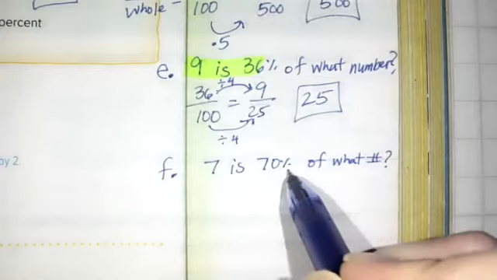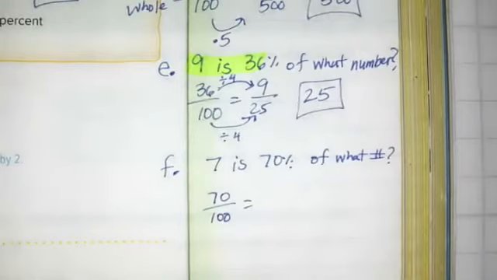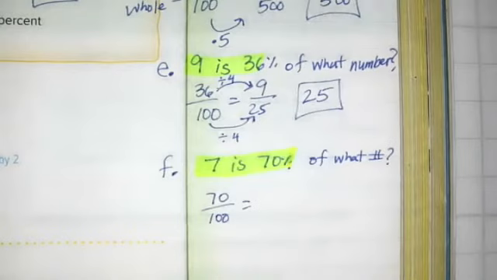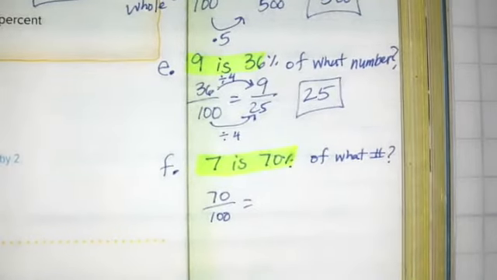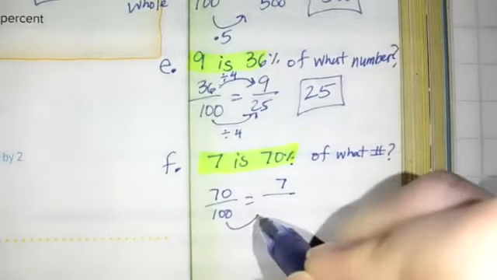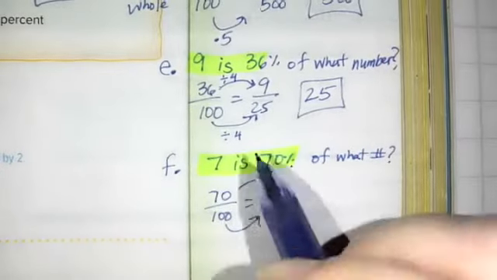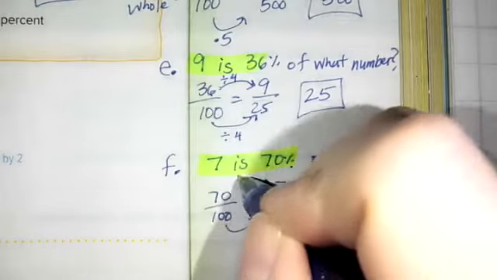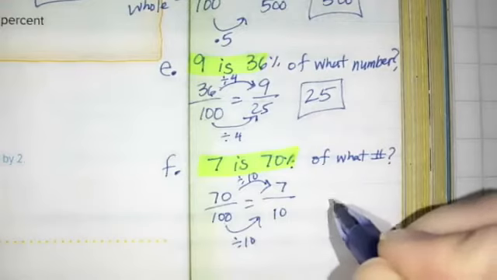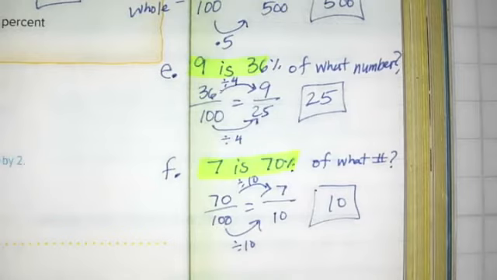So 70%, as soon as I see that 70%, I'm going to write that as 70 over 100. And I see that the 7 is the part, not the whole, because it tells me 7 is 70%. So I know that the part goes in the numerator. So 7. And then I want to get to this answer here. So I look in my numerator to see what happened here. To get from 70 to 7, I divided by 10. So to get from 100 to my answer, I need to divide by 10. And that is going to give me the number 10. So 7 is 70% of 10.